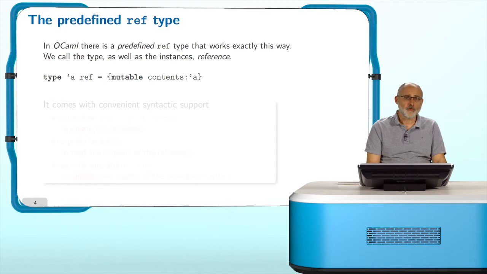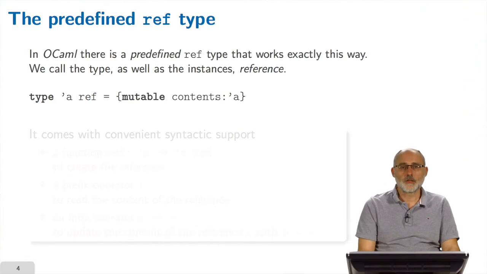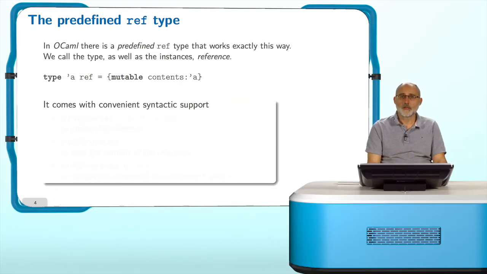In OCaml, actually you have a predefined ref type that is defined exactly this way, but has a special syntax to be used in a more concise way. Actually, this is called a reference type, as well as instances, we all call them references. The definition is exactly like this. We define a polymorphic record type with a mutable single field, named contents, that contains the information you want to store. This comes with really convenient syntactic support.